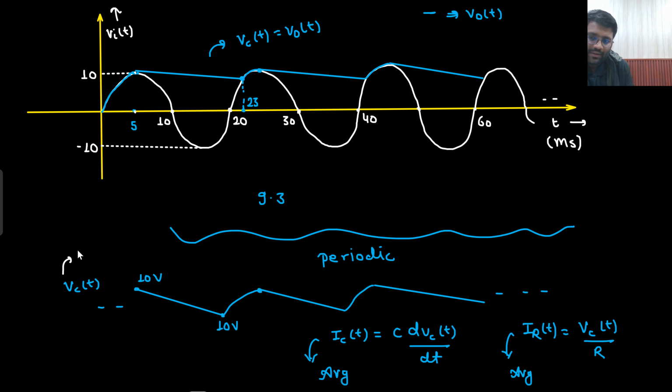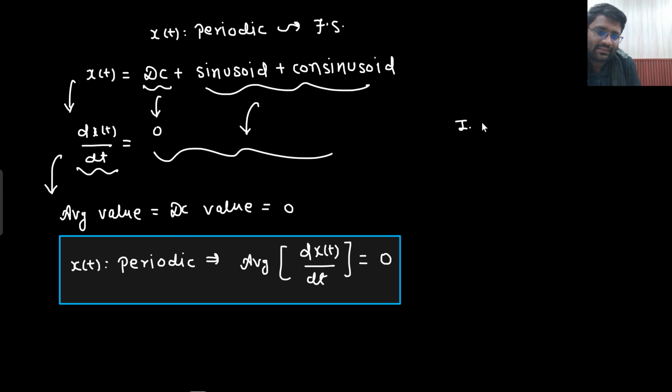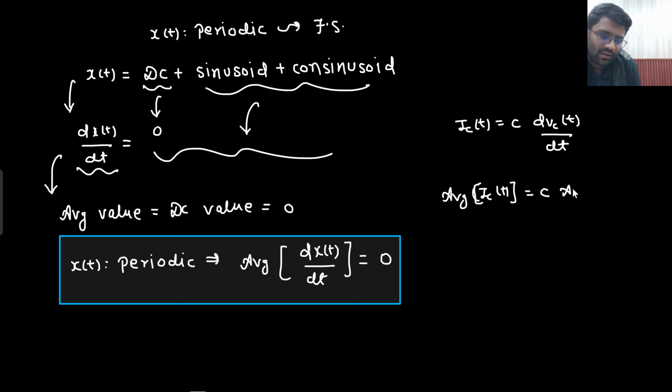VCT is periodic. dVCT by dt would be 0? No. If VCT is periodic, then this differentiation will not be 0. But if I take its average, my scenario is that my ICT is C dVCT by dt. If I want to take the average of ICT, what I will get? C into average of dVCT by dt. This is something I will get, right?